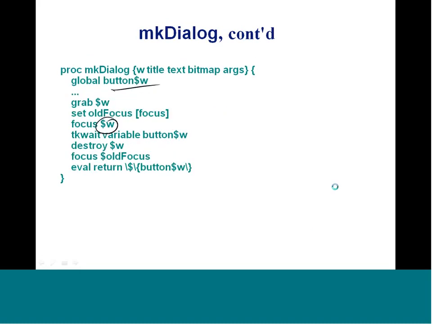And now the last one essentially, which is what kind of things it will say. So we basically grab the window, and then we set the old focus to the new focus, and then focus we change to the top level window, and then we wait with a variable for the button press. In that case, we destroy the W, and then say the old focus, and then we go back to where we came from.